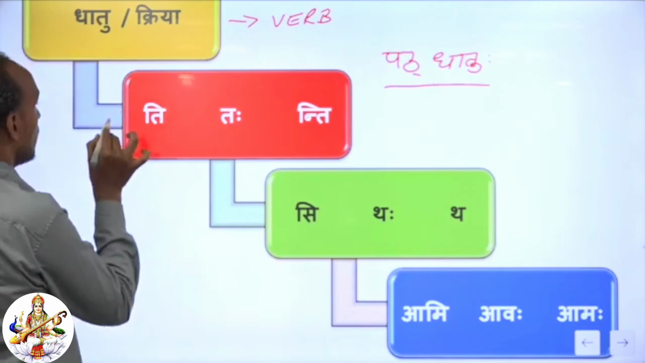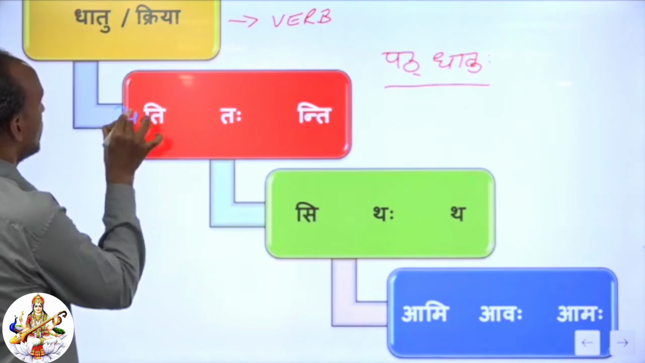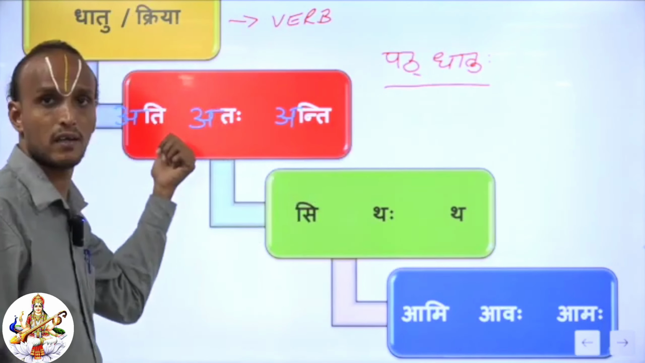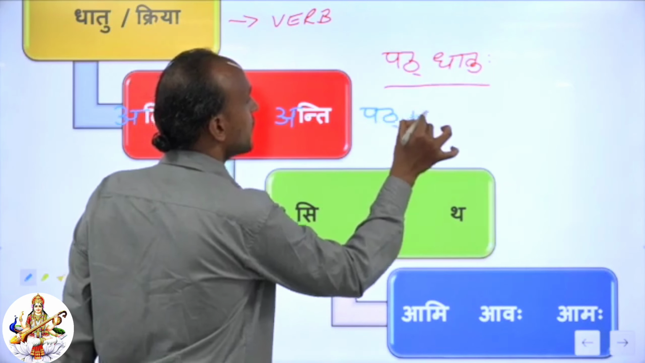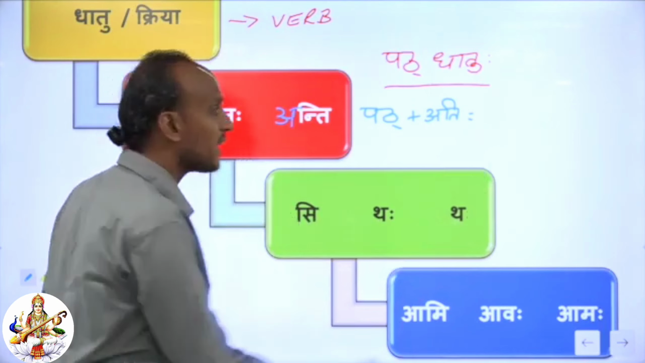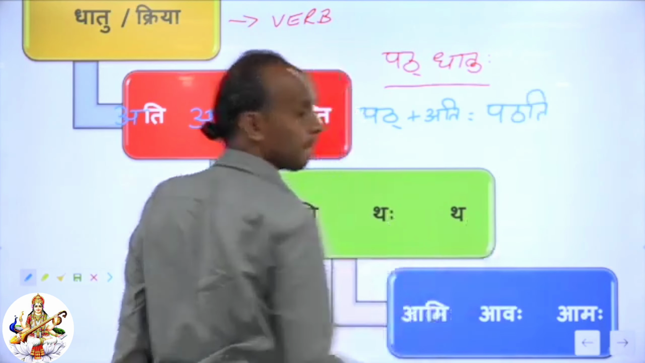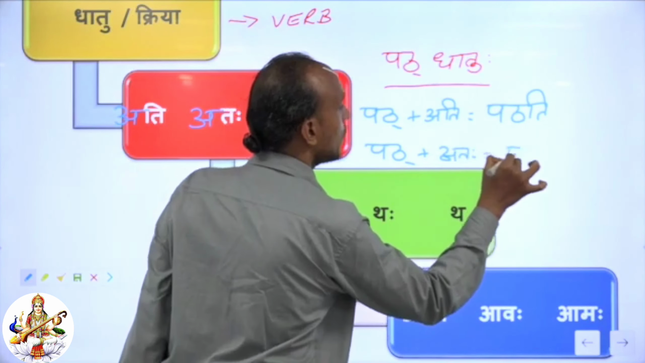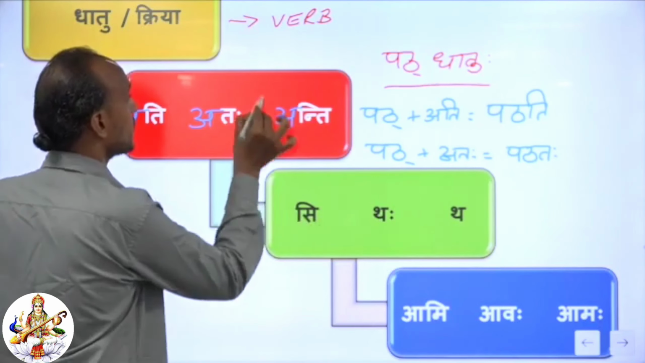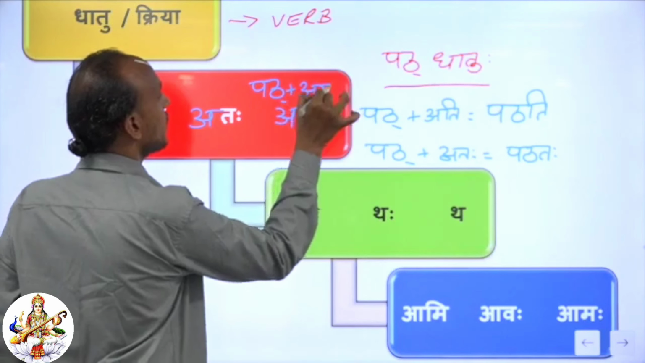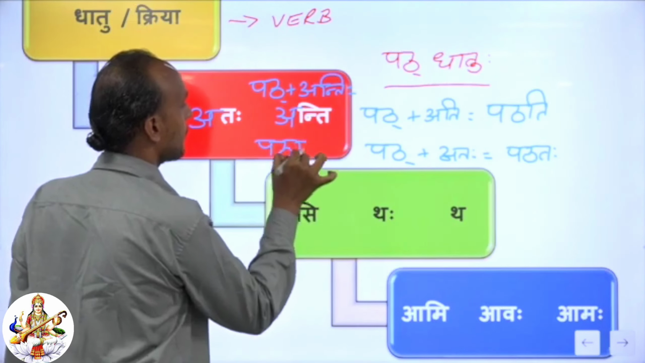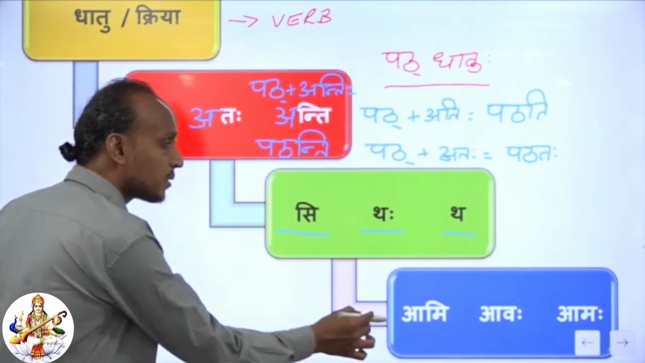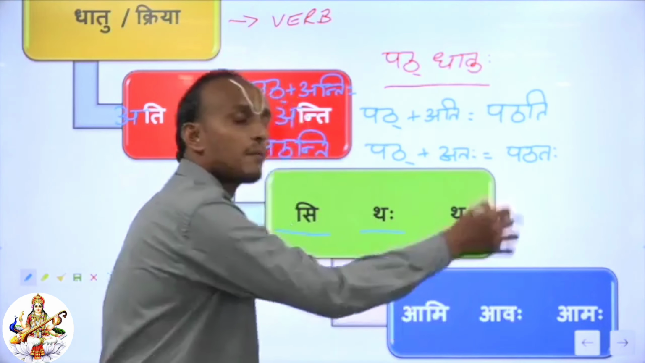Then see here. You have to add a. Ati. Ataha. Anti. Then you add this pat dhatuhu with this one. See here. Pat plus ati is equal to patati. Then patataha. Pat plus ataha is equal to patataha. Likewise, patanti. Pat plus anti is equal to patanti. Okay, children? Likewise, pathasi, pathataha, pathata. Then pat plus ami, pathami, pat plus avaha, pathavaha, pat plus amaha, pathamaha.